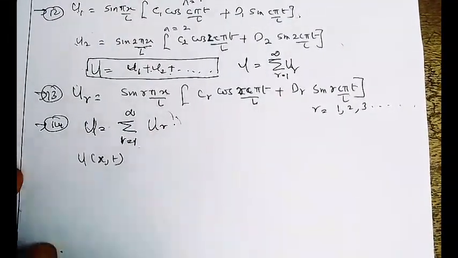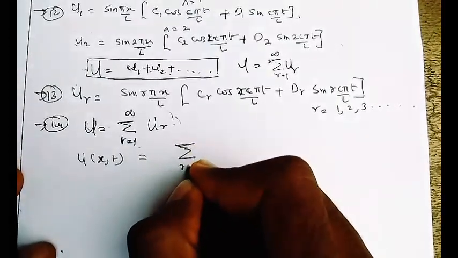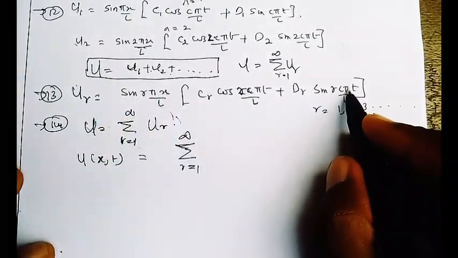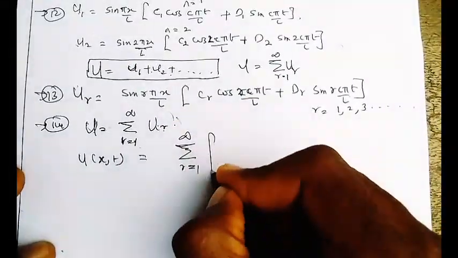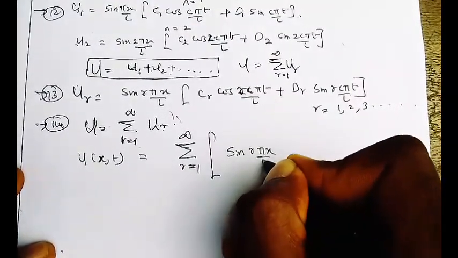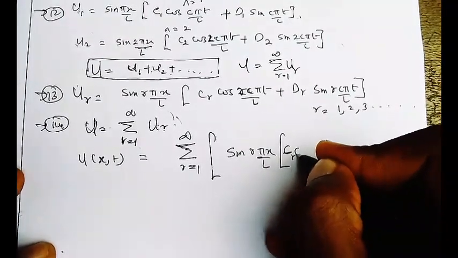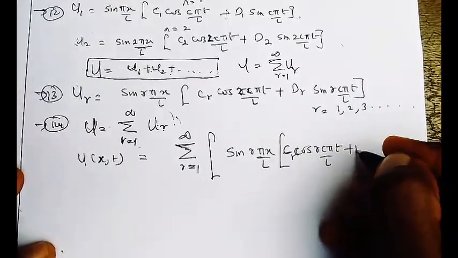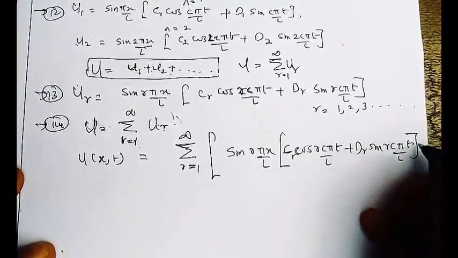So now u, which is a function of x and t, can be written as the summation from r equal to 1 to infinity of ur. Remember, my ur is this: substituting, sine(rπx/L) times (cr cos(rcπt/L) plus dr sine(rcπt/L)).